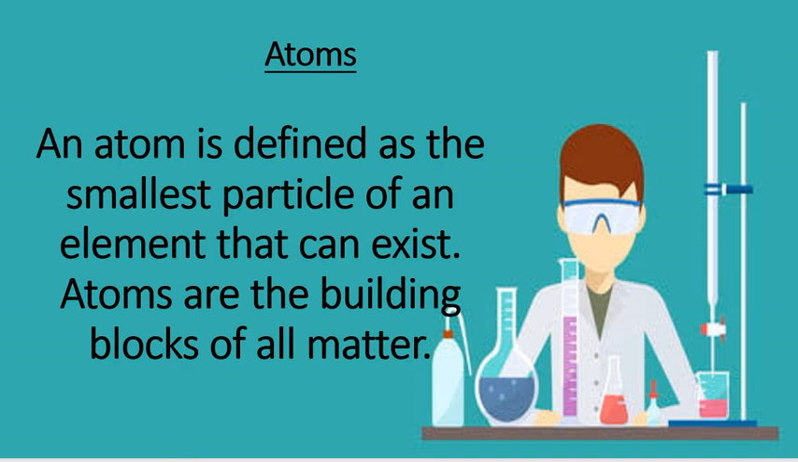Atom. An atom is defined as the smallest particle of an element that can exist. Atoms are the building blocks of all matter. As our body is made up of cells, and cells are the building blocks of the human body, in the same way the atom is the smallest particle of an element, and our body is also made up of atoms. Wood is made up of atoms, water is made up of atoms, and so every single thing you see or touch that exists is made up of atoms.